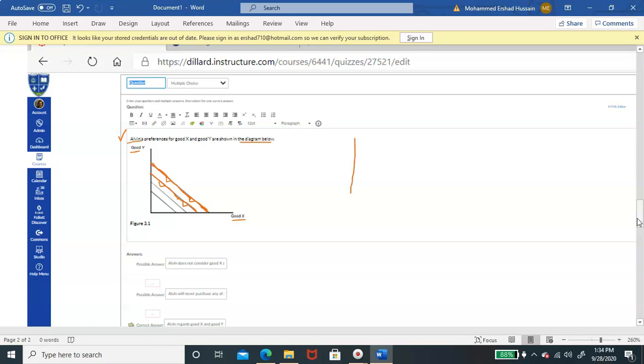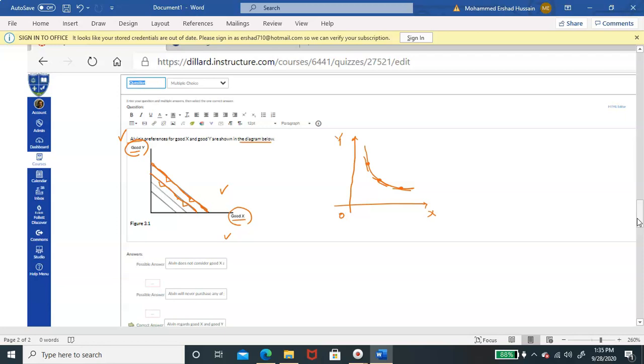In the other case, an indifference curve normally looks like this. Remember, this is the origin, and we measure good X and good Y. If you measure the slope at different points, you will see that the slope is the slope of the tangent, and that slope of the tangent will be different at different points, but not so here. This is the case of a perfect substitute. Mr. Alvin thinks that X and Y are perfect substitutes.